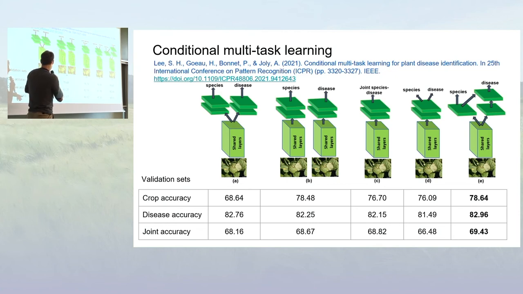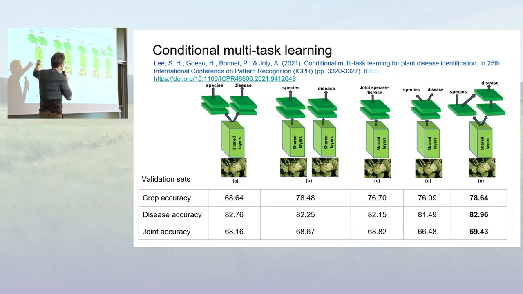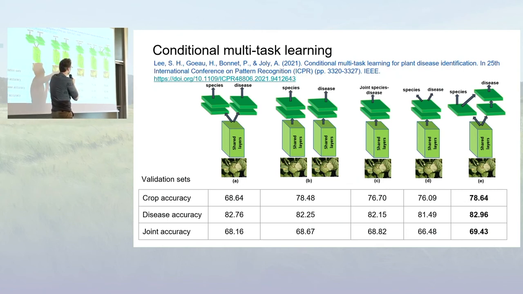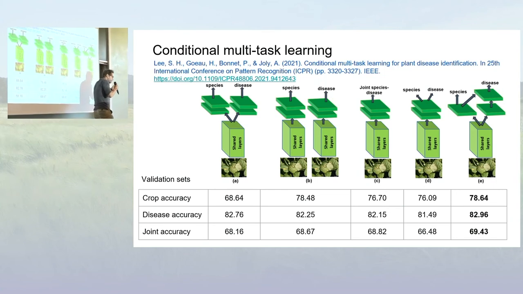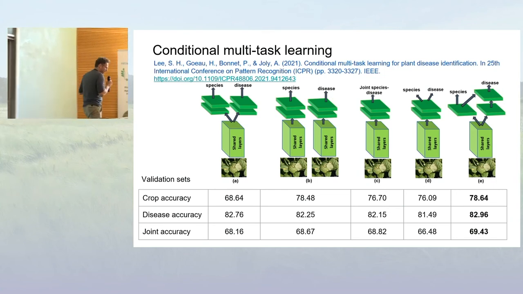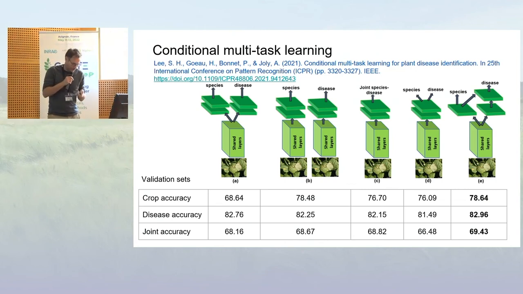We can also see that, here it's crop accuracy, disease accuracy, and the joint accuracy. There are some solutions that are not that bad also, that based on some practical constraints, you may prefer, or this is more costly because you need two models. And this one works better, but requires some specific technologies that are not in PyTorch directly.